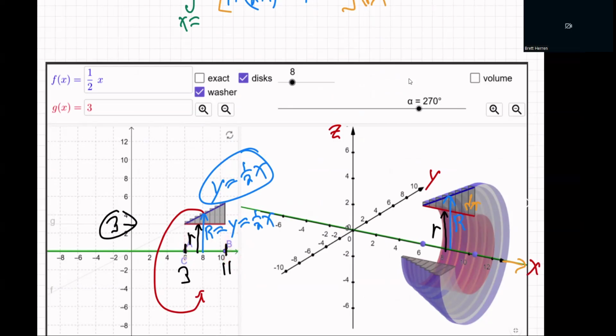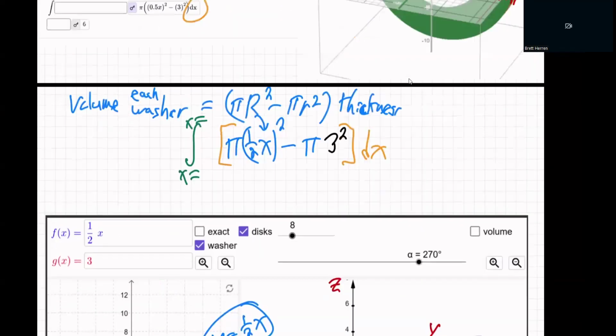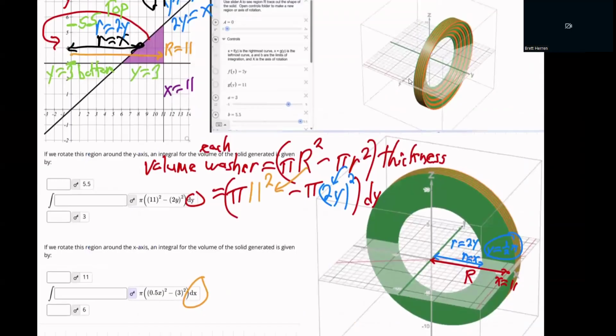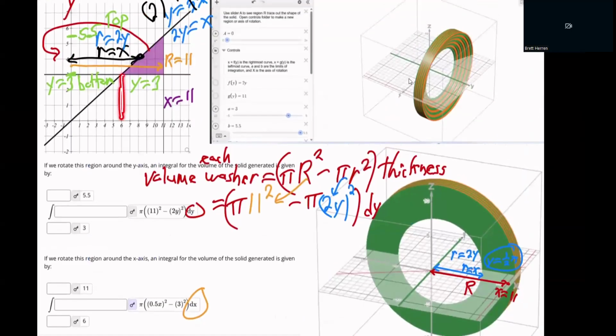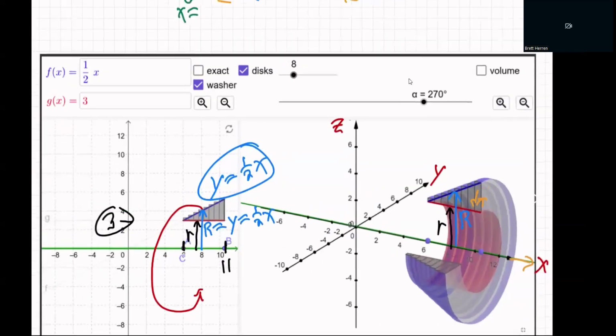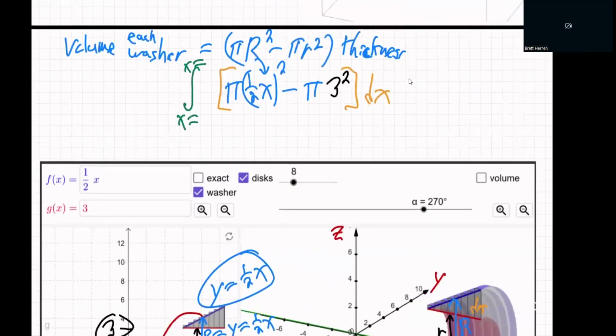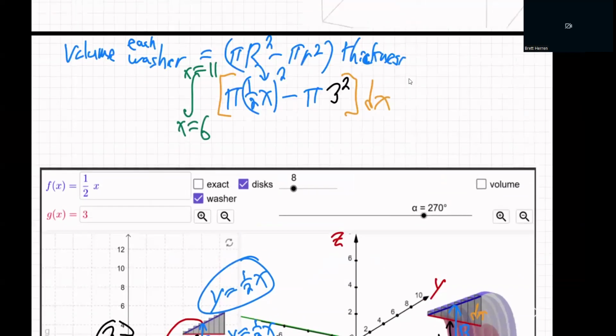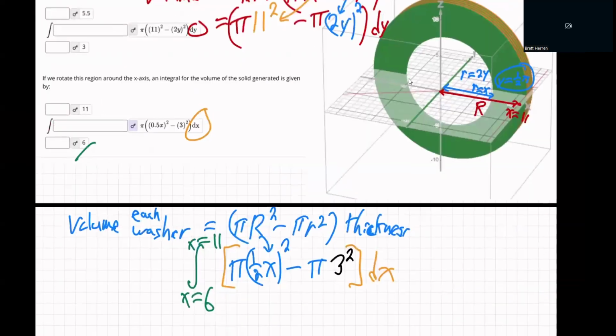So 3 to 11. Oh, wait, no, that's not 3, is it? What is our x value? I missed it. That's 6. So 6 to 11 on the x-axis is the answer they get. 6 to 11 of half x squared minus 3 squared, there we go.